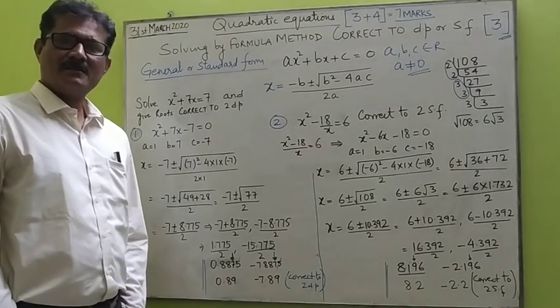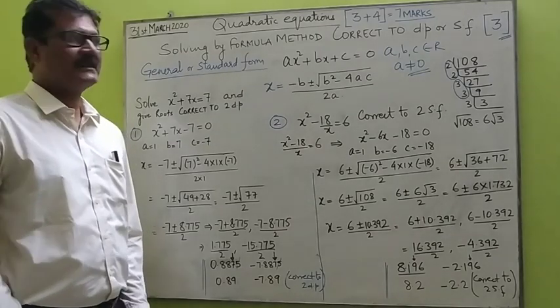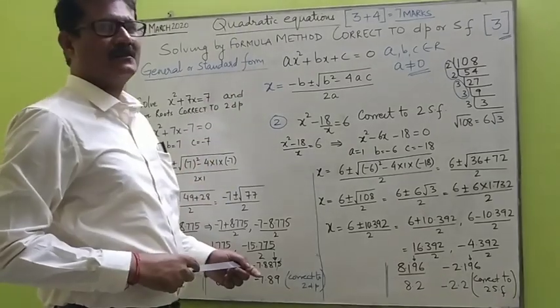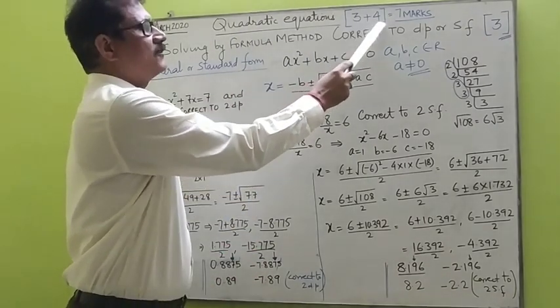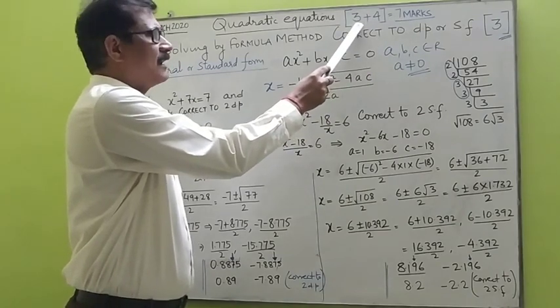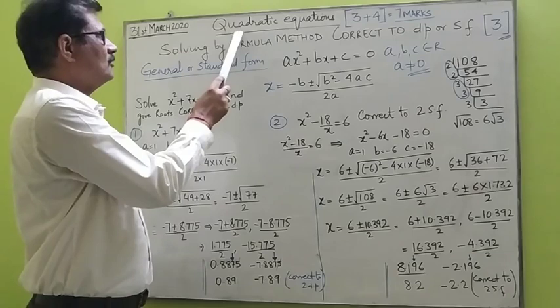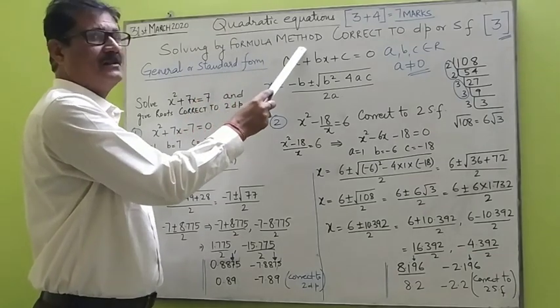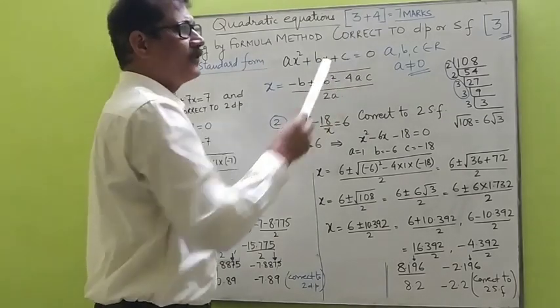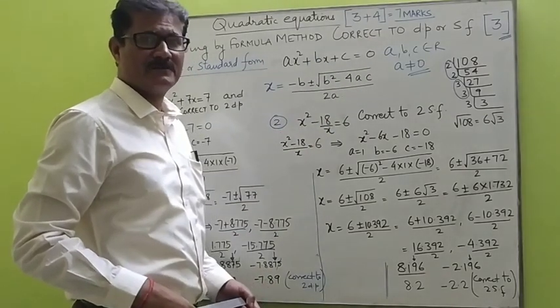Good morning, children. Today's topic for the maths class is quadratic equations. Now the weightage of this chapter is 3 plus 4, 7 marks. There will be one question of 3 marks that will come from solving a quadratic equation by the formula method or from the nature of roots. And the 4-mark question will come from the problems on quadratic equations.